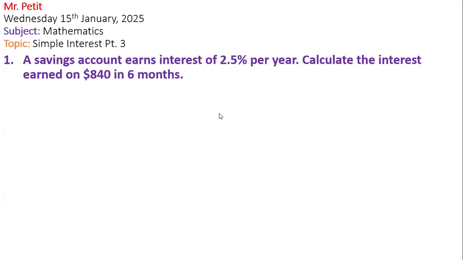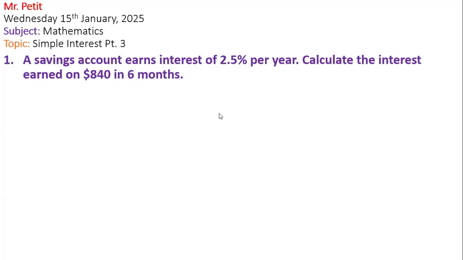All right, so anyone else want to try? We have to find out how much the interest is for 12 months, and then at least for each month, and then we could times that by 6 for the amount that it would be for the interest.